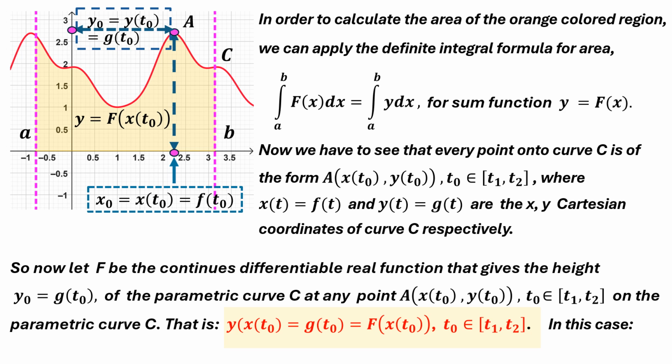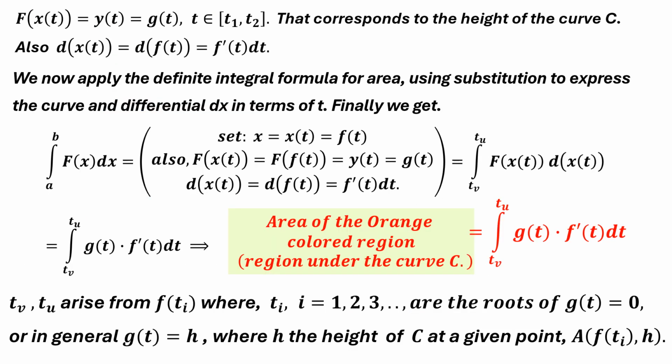So now we define a real function F of x of t to be equal to g of t for every t in the closed domain [t1, t2]. Since curve C is smooth on the domain, F will be continuous and differentiable. Since F is continuous and differentiable on the closed domain from a to b, the area of the region enclosed by the graph of function F, the x-axis, and the vertical lines x equals a and x equals b is given by the definite integral of F over the above closed interval.